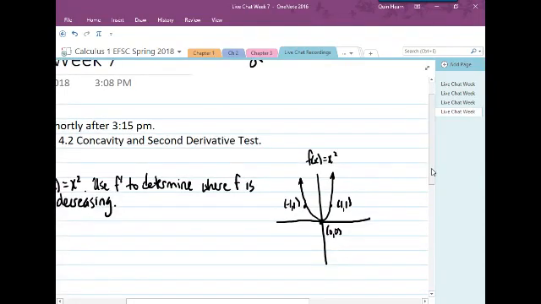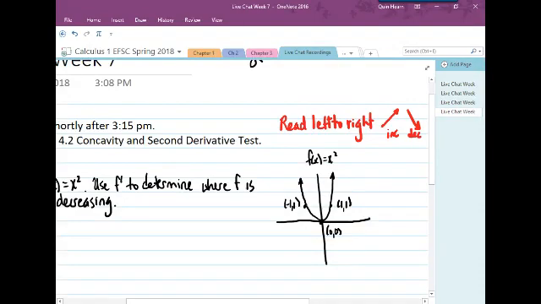Okay, so on the graph of f of x equals x squared, where do we see that the graph is increasing? So increasing, remember we always read a graph from left to right. So increasing means going from low to high, while decreasing means going from high to low, from left to right.